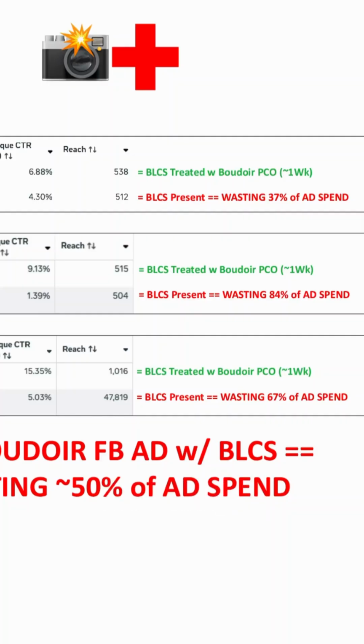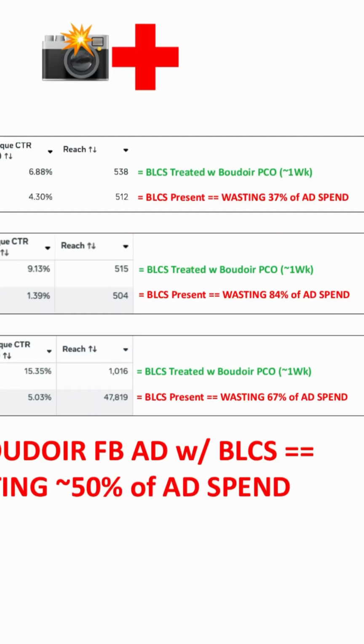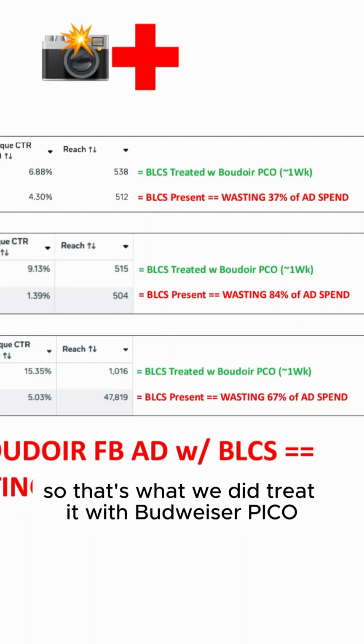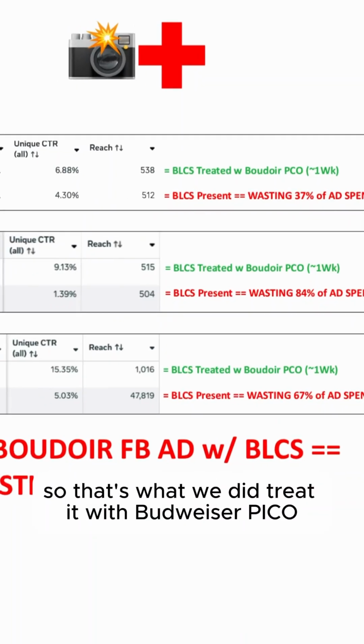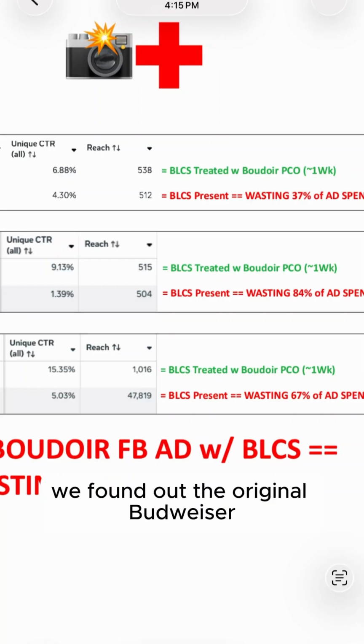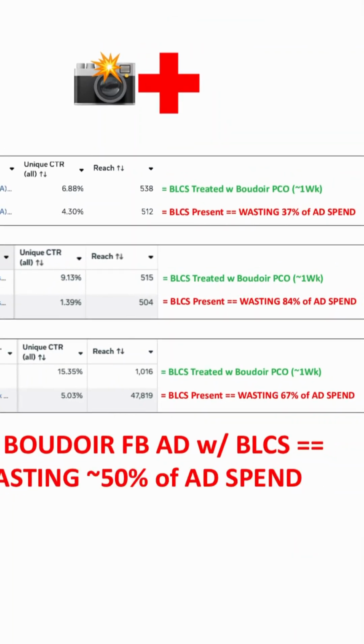Actually, since it's under 6%, we know that BLCS is present, aka Boudoir low click syndrome, and as a result, we can treat it with Boudoir Pico. So that's what we did. Treated Boudoir Pico, got its unique CTRL up to 9.13%. So we found out the original Boudoir Facebook ad was wasting 84% of ad spend.